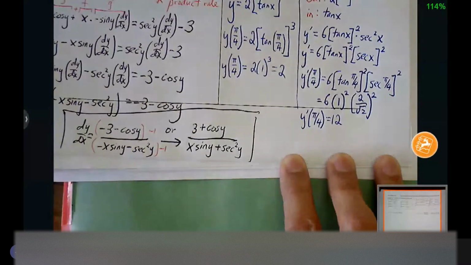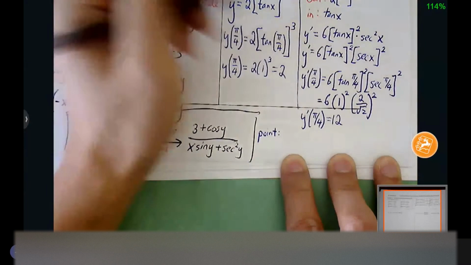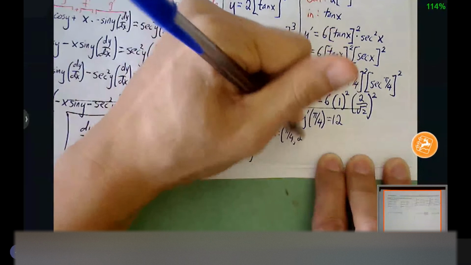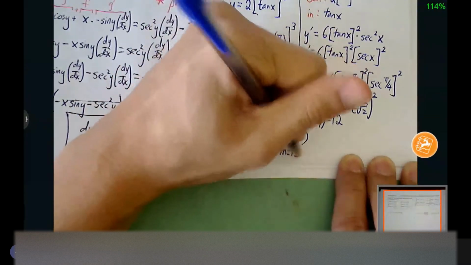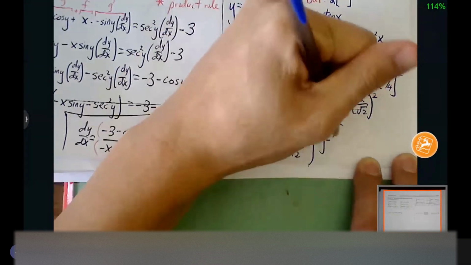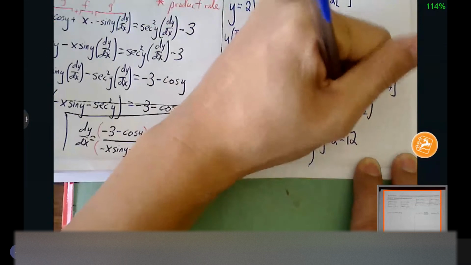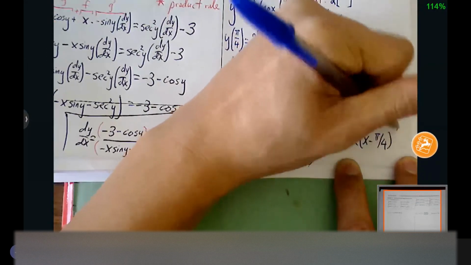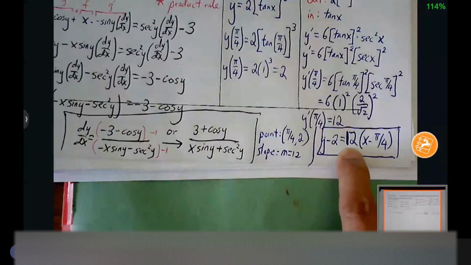Okay. Got my ordered pair: pi over 4 and 2. Got my slope. And now point slope form. y minus 2 is equal to 12 times parentheses x minus pi over 4.